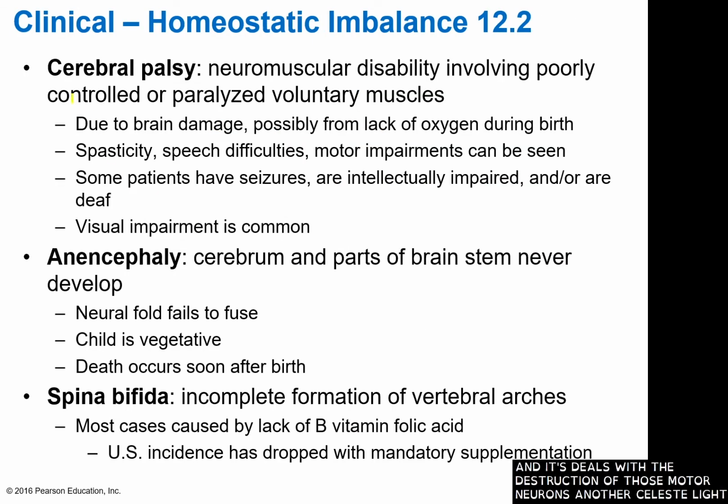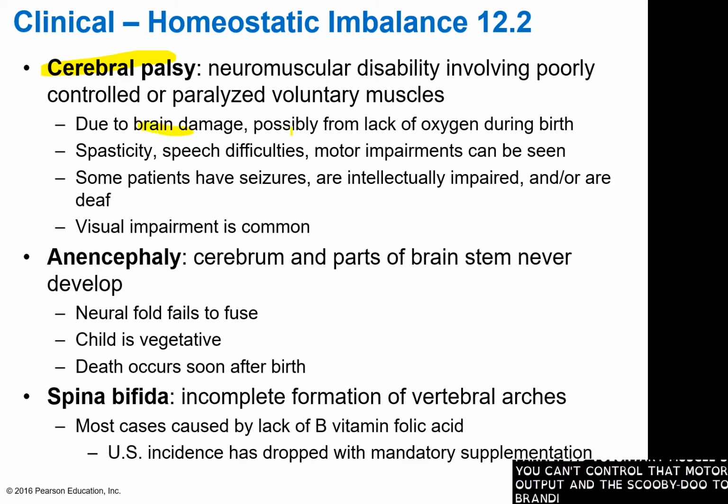So last slide here, and the last 3 things I want to talk about. One is cerebral palsy. This is a neuromuscular disability involving poorly controlled or paralyzed voluntary muscles. So you can't control that motor output. And this could be due to brain damage, lack of oxygen during birth could be a reason for this, where you don't get full development of that, or you get damage to that primary motor cortex. So speech difficulties, motor impairments can be seen. Some patients have seizures, intellectually impaired, or are deaf. And visual impairment is common in this as well.